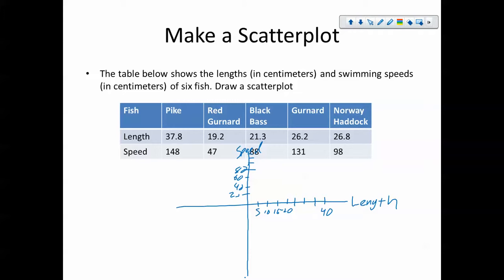Okay. So let's go ahead and mark things off. This first point is 37.8, 148. That's going to be about here and about there, right? We are getting as close as possible. We need 19.2, 47. 19.2 and 47 is about right there. I'm using a different color for all of these so you can see what we're doing. 21.3 and 88. Right about there.